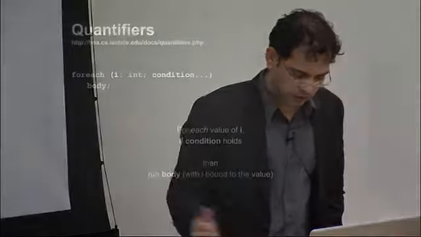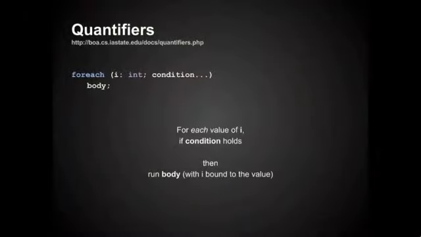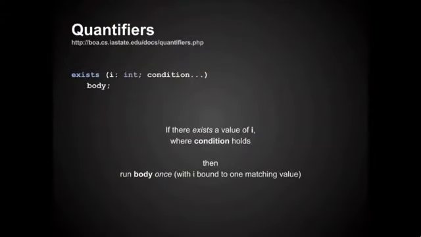So I'll go through some of the quantifiers in detail. This is one. This is the for each quantifier. It says for each value of i, if a certain condition holds, then run the body with i bound to the value. The exists quantifier is essentially the same as mathematical exists, one would imagine. If there exists a value of i where the condition holds, then run the body once with i bound to one matching value.